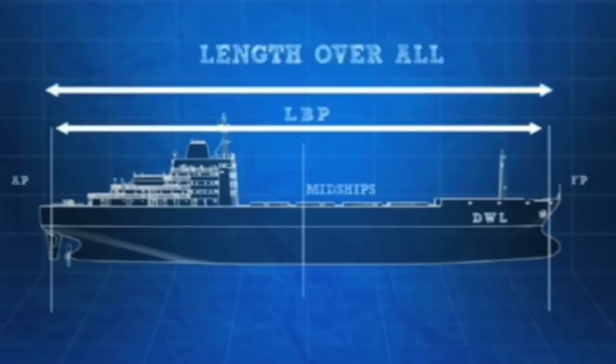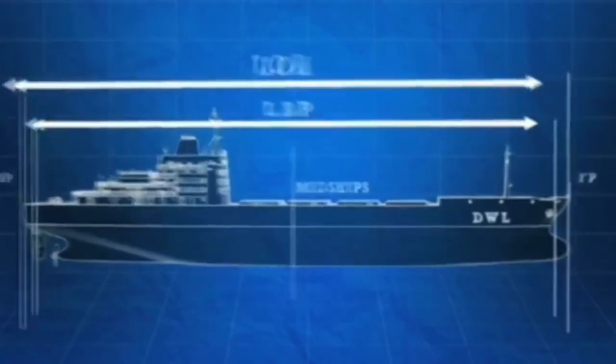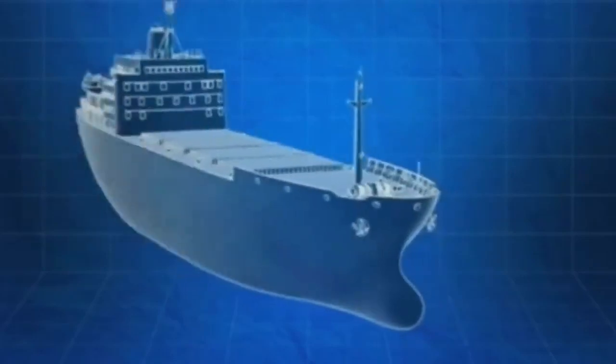Length overall, or LOA, is the total length of a ship at its longest point. Note that this may be a little longer than the LBP because a ship can extend slightly past the perpendiculars.